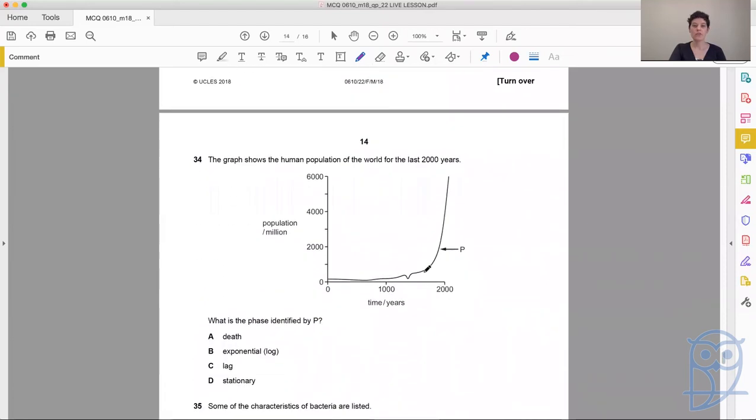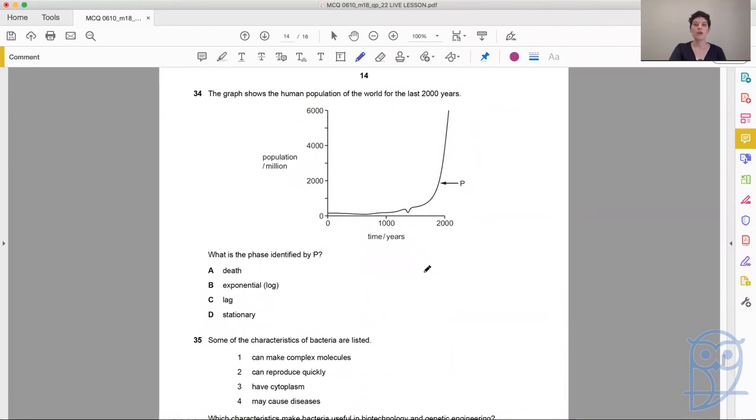Question 34. The graph shows the human population of the world for the last 2,000 years. So we've got millions on our vertical axis, we've got time in years on our horizontal axis. What is the phase identified by P? So P is that piece where it goes so steeply up, up it goes, and that is always our exponential phase, also known as our log phase. So our answer is B.